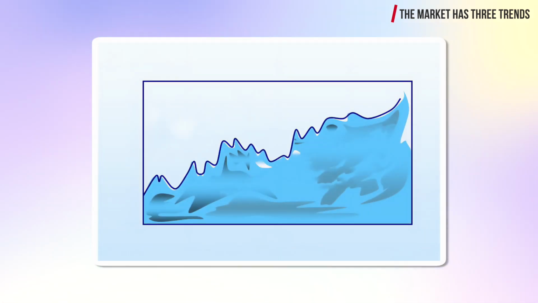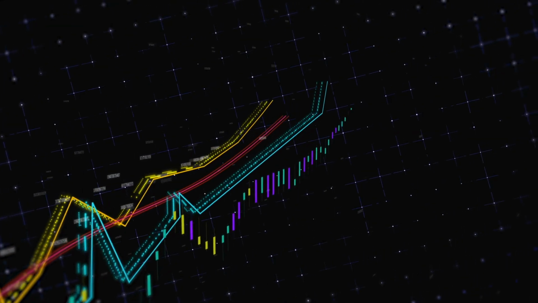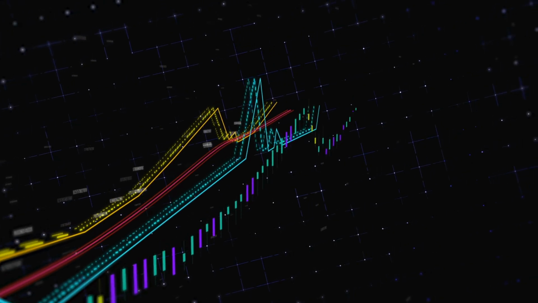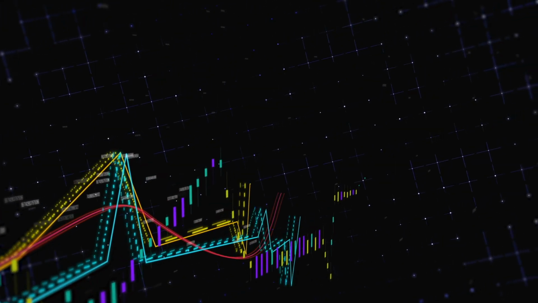And Dow believed that the market moves in three trends which he categorized as tides, waves, and ripples. Let's see what that means. The first one is a tide, known as the primary trend. This relates to the market's long-term movement, typically lasting a year or more. This type of trend is often identified as bullish or bearish. It's generally considered that the other trends take place within these broader trends.